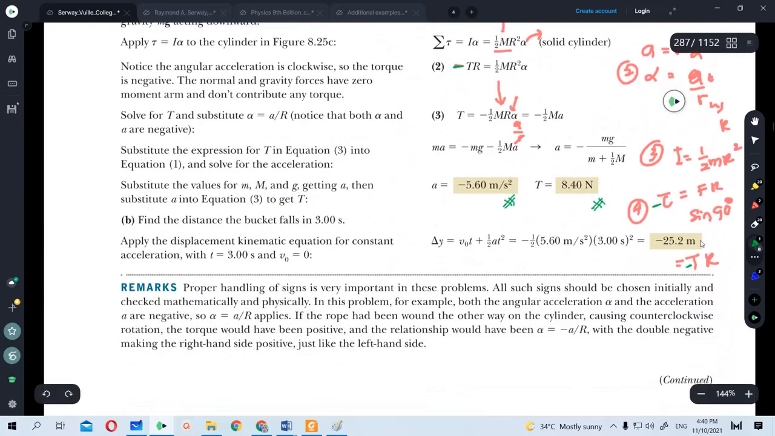This requires the kinematic expression. The difference is that in this kinematic expression, we put in A as negative 5.6, and T as 3 seconds squared. Since it falls from rest, U is zero. So we arrive at negative 25.2 meters. This means from the original position at the top, it fell 25.2 meters down.